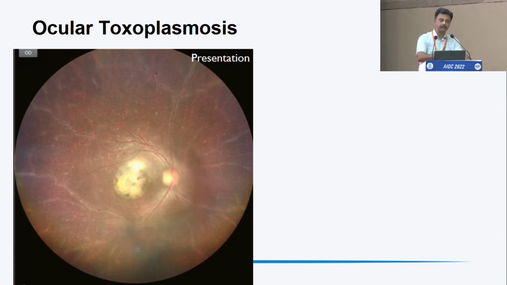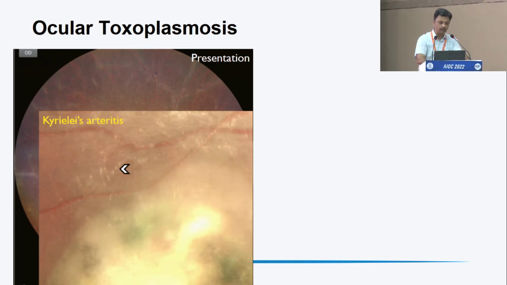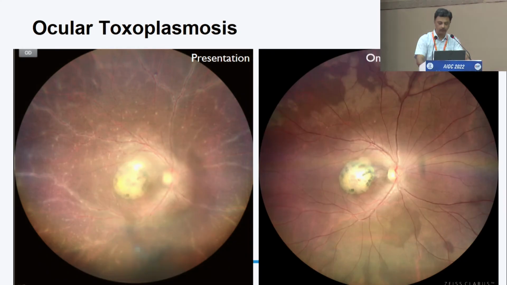Now, these patients don't just have this form of perivascular infiltrates. As the lesions heal, you also get another form of perivascular infiltrate, which you see as this segmental whitening over here, called Kyrieleis arteritis. You don't need to treat this kind of vasculitis separately. You just treat the toxoplasma infection and the perivascular infiltrates resolve on their own. This is how it appears.